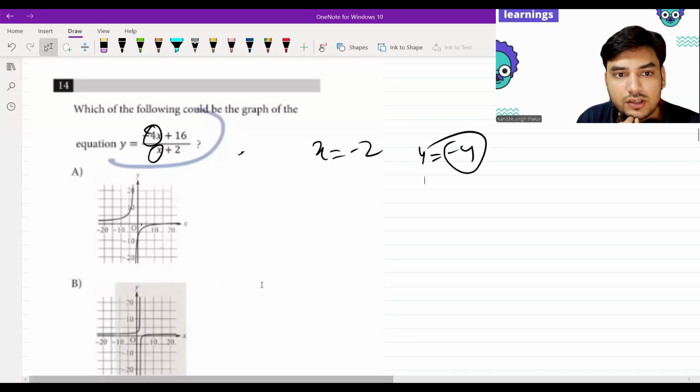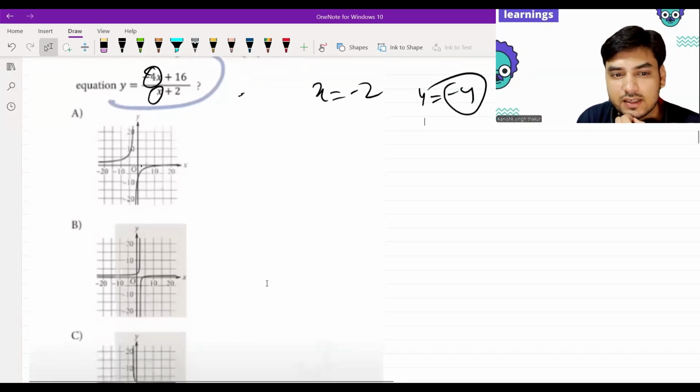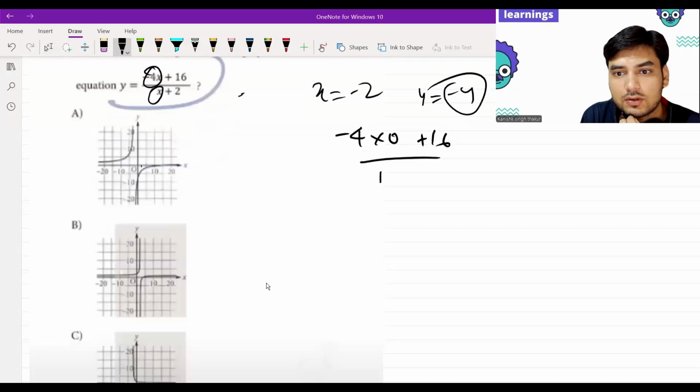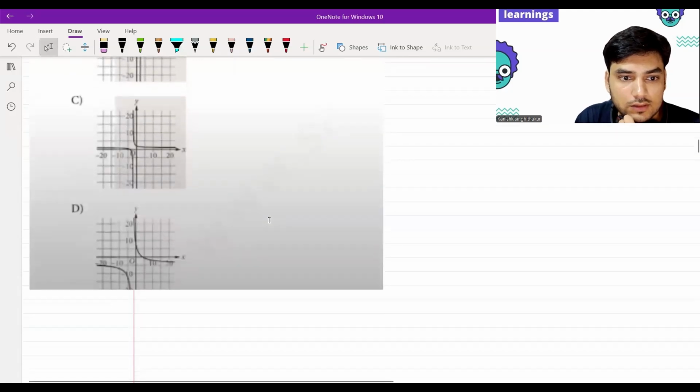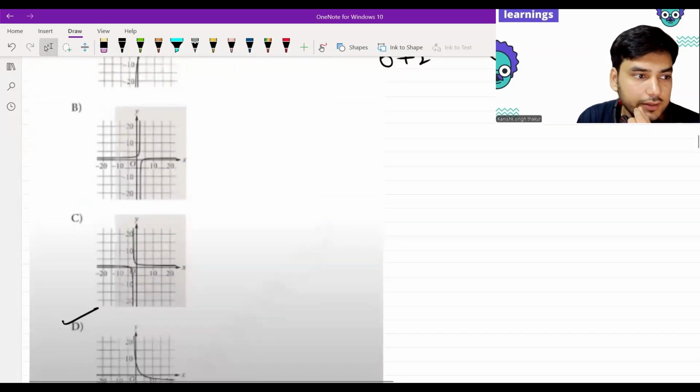So your graph, and one more thing you can do is that at x equal to 0, right? You can check where it is cutting. Okay. If you put x equal to 0 here, right? What you'll get? -4 times 0 plus 16 upon 0 plus 2. So you'll get 8. So at x equal to 0, y we are getting 8. Okay. So it is this graph, D part. Okay. X equal to 0, it is getting 2. Right here, it is -2 and 4. Okay. So this one is also.